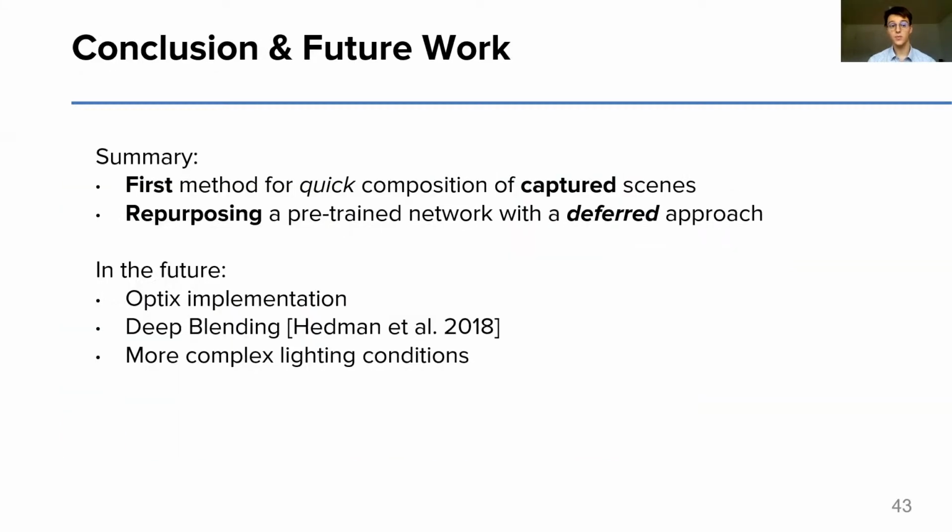So to sum up, in this work, we introduced the first method to quickly generate compositions of scenes captured with photographs by repurposing a relighting network using a deferred approach.